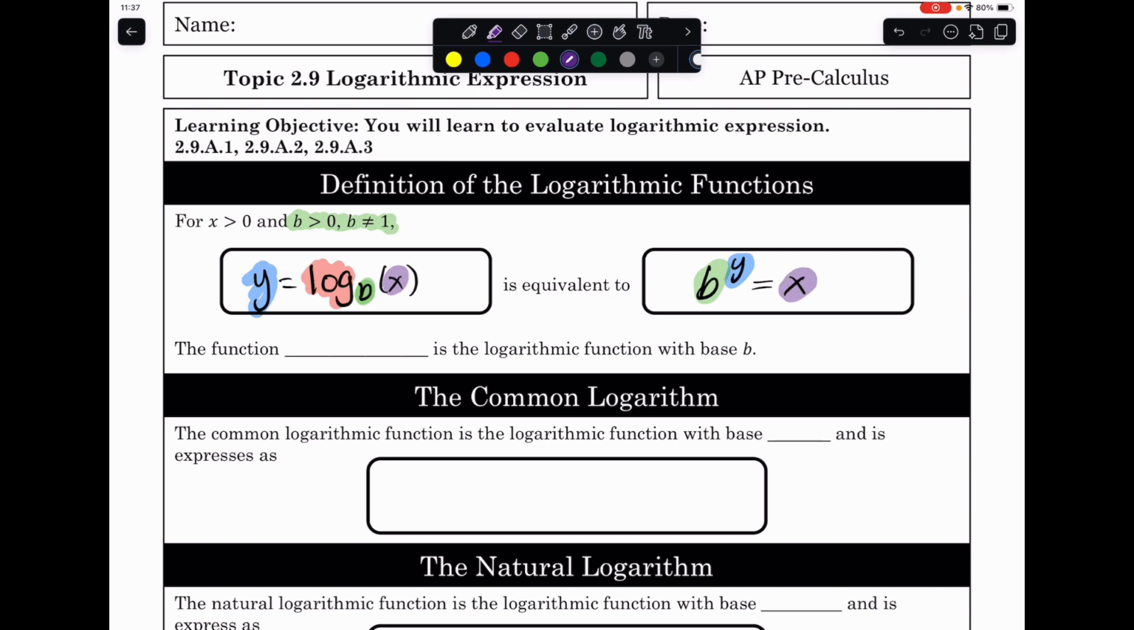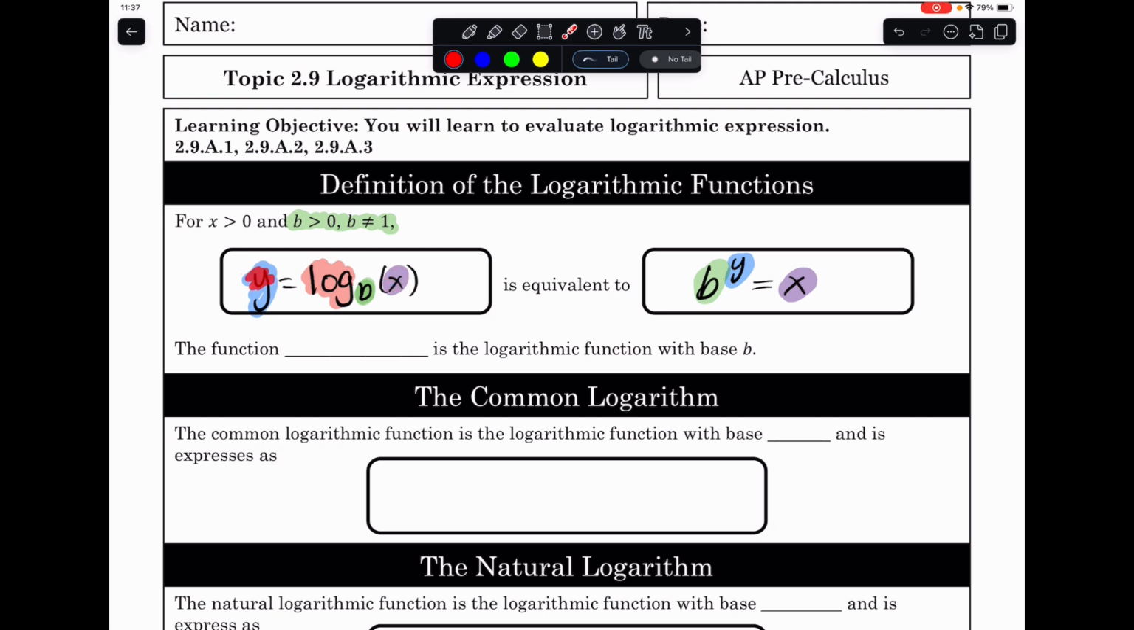So in order to evaluate something like this, what I'm essentially looking for is the exponent that I need to raise this base to so it equals this value that is in my parentheses, so the value of the log.